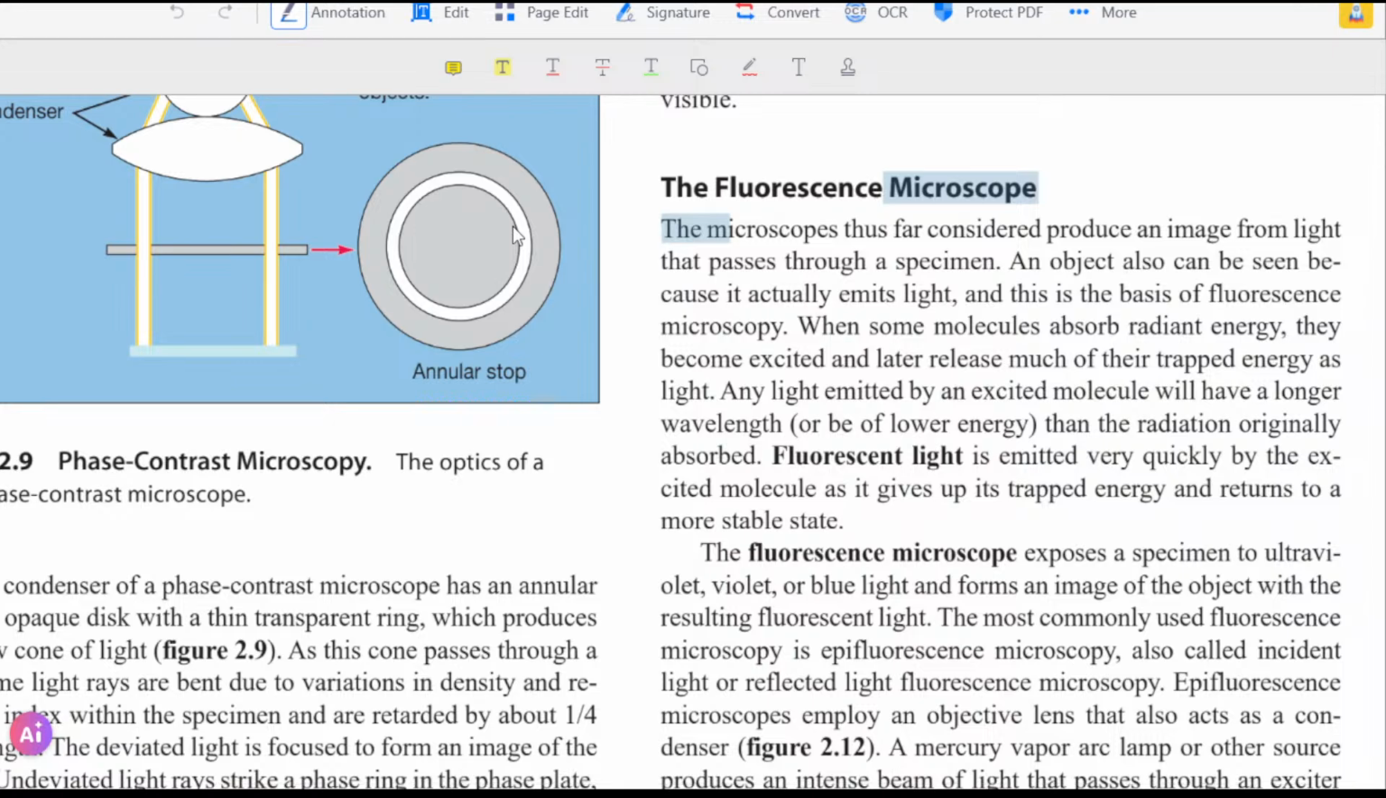While there we will detect with lightning where the things are present, where not. Let's go into the detail of the fluorescence microscope.